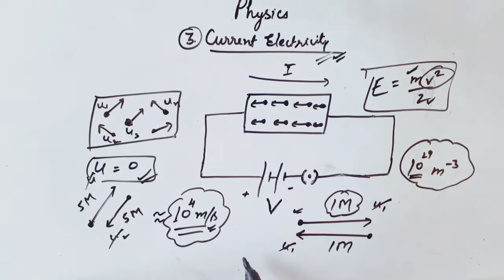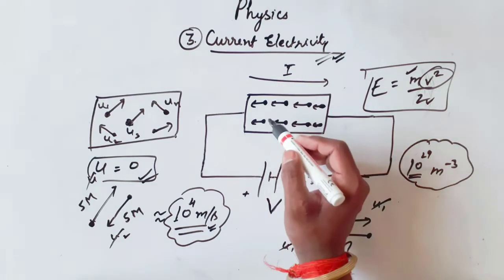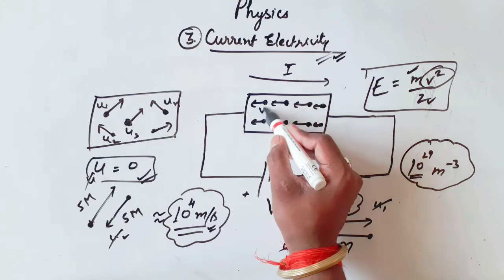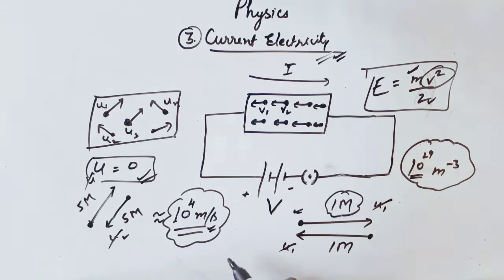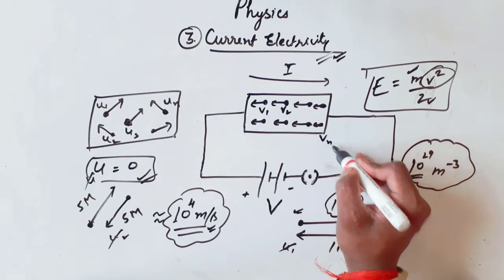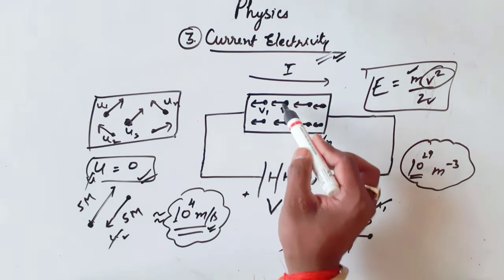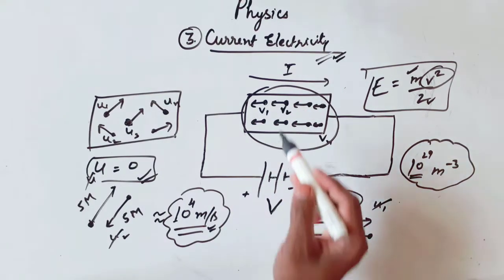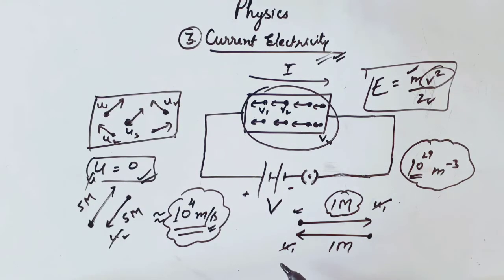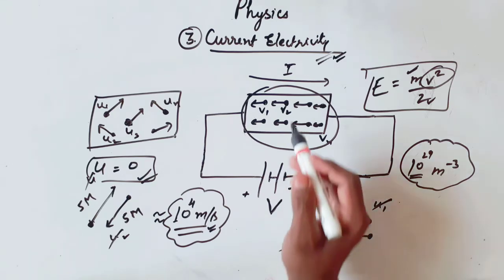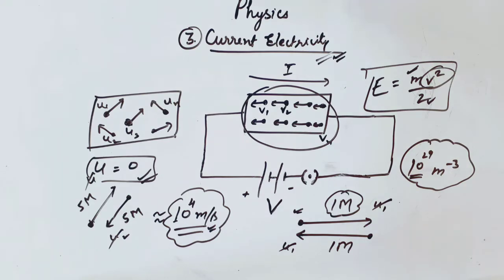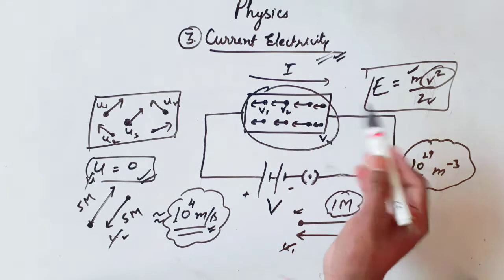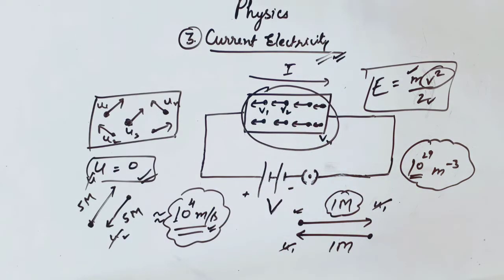Now when we apply this potential difference on this conductor, each and every electron starts to drift towards the positive terminal. Let us suppose the drifting velocity of the first electron is v1, the second electron is v2, and for the nth electron is vn. The average value of all these velocities v1, v2, v3 and so on is known as drift velocity. It is defined as the average value of velocity of each free electron, due to which they get drifted towards the positive terminal of the battery.